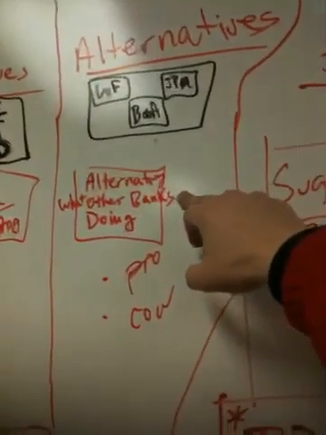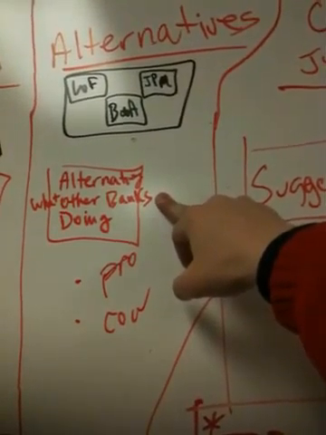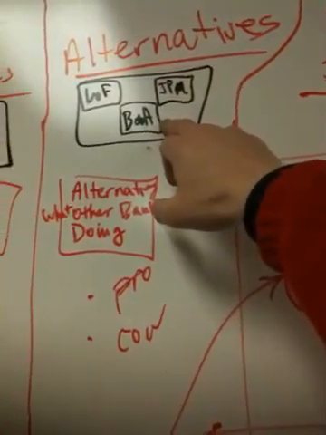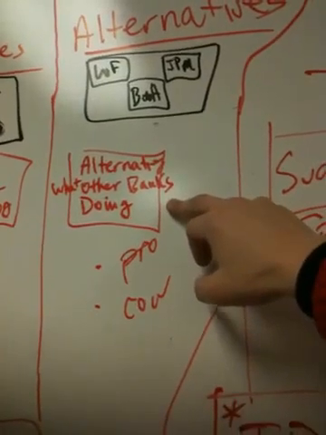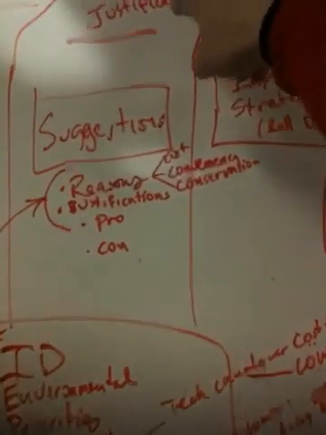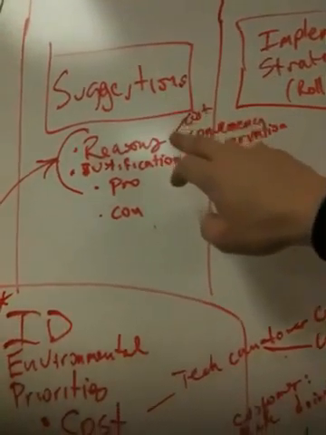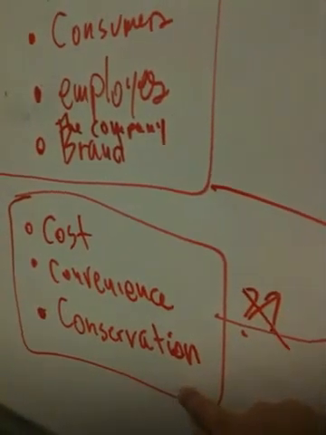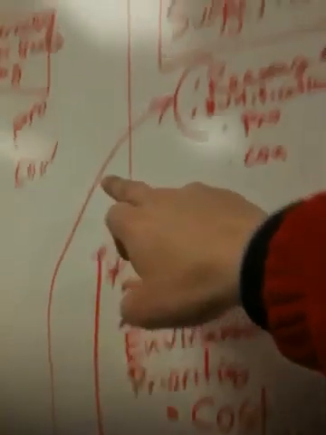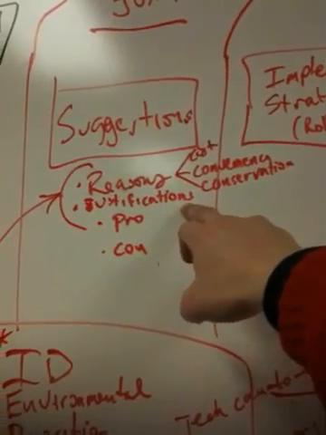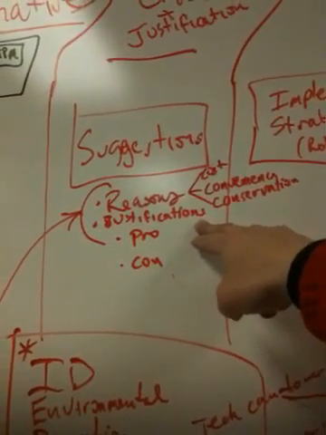And then we look at best practices, alternatives of Wells Fargo, JP Morgan, and Bank of America, and look at alternatives of what other banks are doing. Then we provide a choice and justification based on cost, convenience, and conservation. Those will be the reasons and our suggestions, three main suggestions.